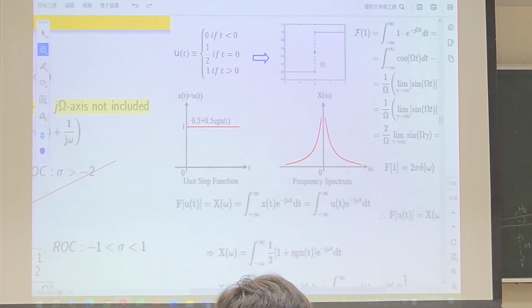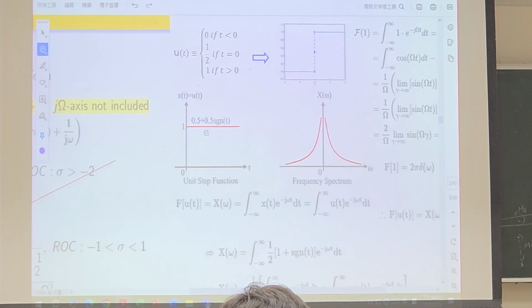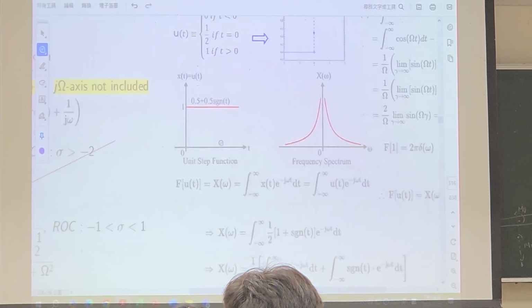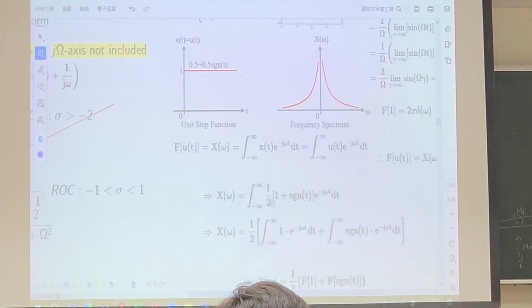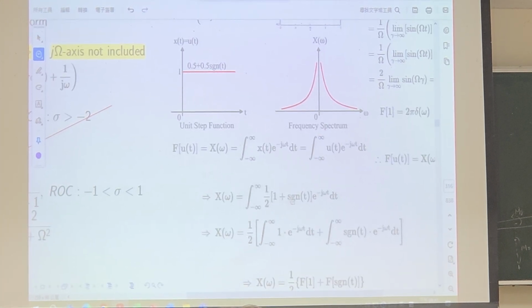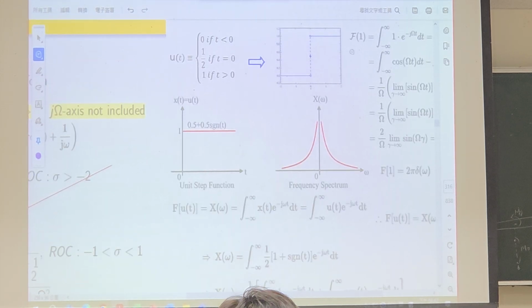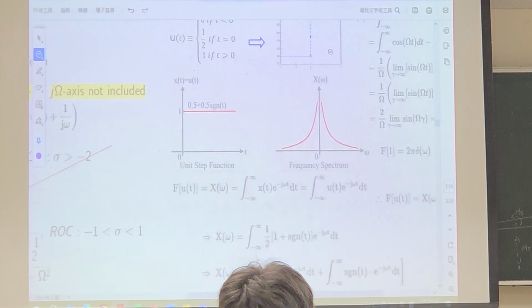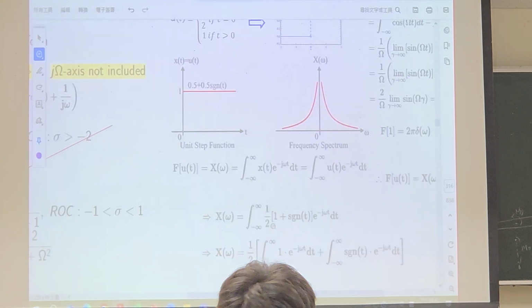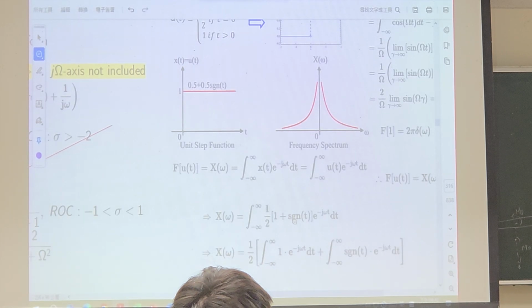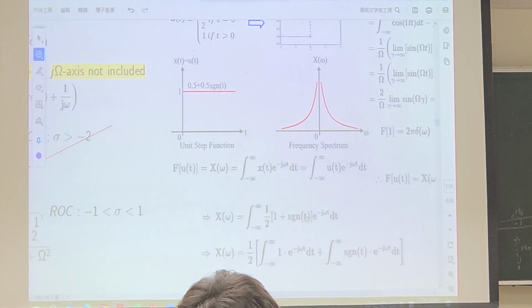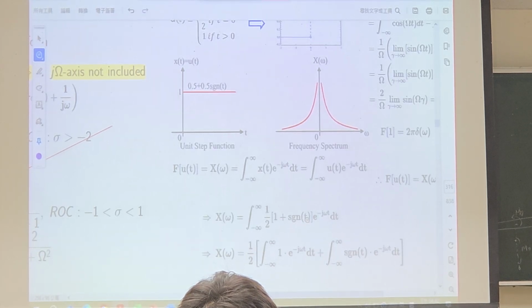So once we modify the unit step function like this, then the unit step function can be replaced by, or is equivalent to, 1/2 times 1 plus the sign function of t. Okay, what is the sign function?